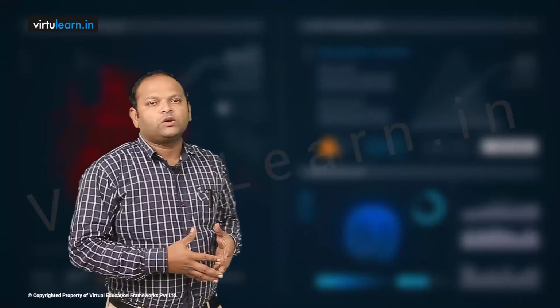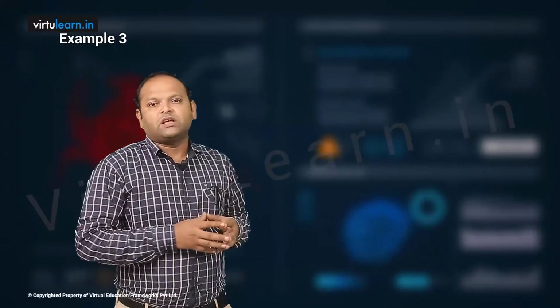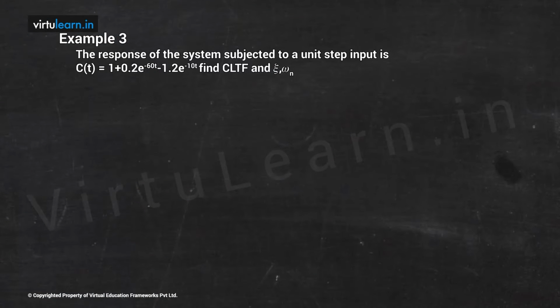Let us look at the third problem. The problem goes like this. The response of the system subjected to unit step input is given by C of t is equal to 1 plus 0.2 e power minus 60t minus 1.2 e power minus 10t. So find the closed loop transfer function and find zeta and omega n values.